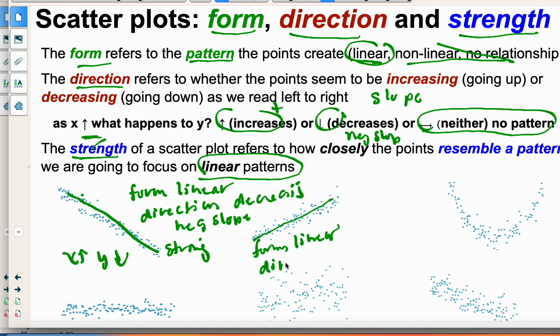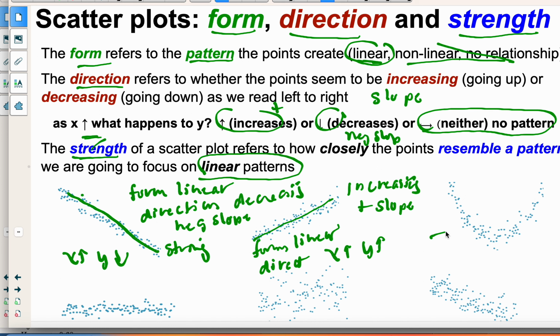How about my direction? Well, as x increases, in this case, y is also increasing. So it's an increasing direction, meaning it has a positive slope. And then the strength, this is not quite as strong as the first one. I'd say it's like moderate strength.